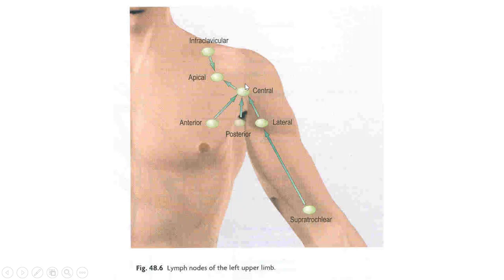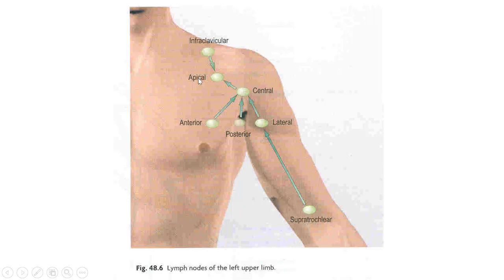The central group. The nodes of the central group lie in the fat of the upper part of the axilla. They receive lymph from the preceding groups and drain into the apical group. They receive lymph from the lateral, posterior, and anterior groups, and drain into the apical. They receive some direct vessels from the floor of the axilla. The intercostobrachial nerve is closely related to them.